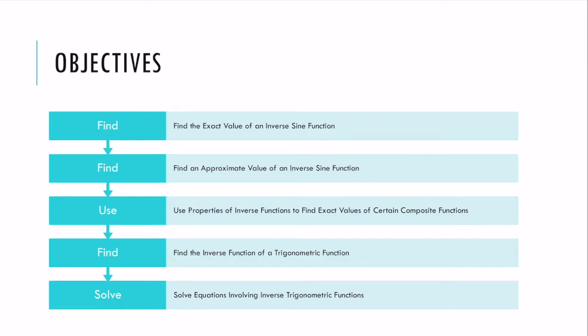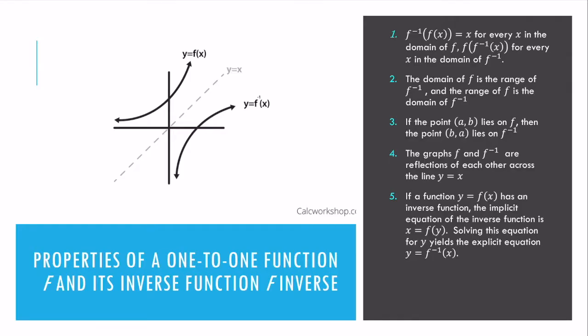So let's review some of the properties of functions that are inverses. If I have two functions, they're one-to-one, so they pass the vertical line test to tell us they're a function, and they pass the horizontal line test to tell us that they are one-to-one.